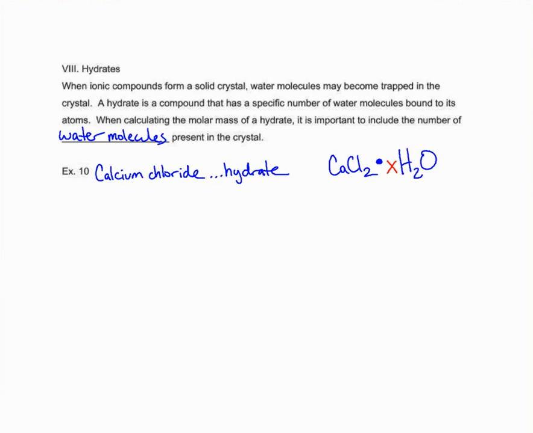So we end up with a few numbers. We always subtract out the weight of the container. So we'll have a number that we call the mass of the hydrate, which was the original compound before we heated it. And let's say for this example that it was 5 grams of this calcium chloride something hydrate.